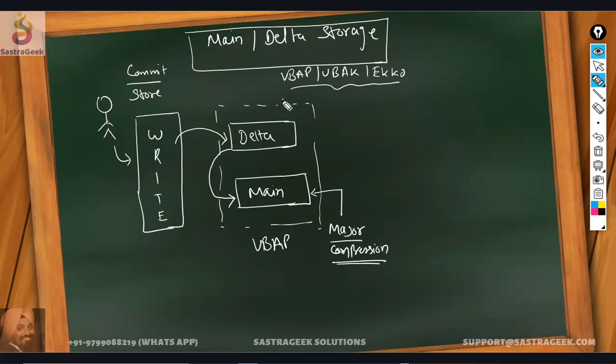In delta also there is some compression that happens. Some compression in delta also happens, but 90% of your compression would be happening when the data comes to the main storage.